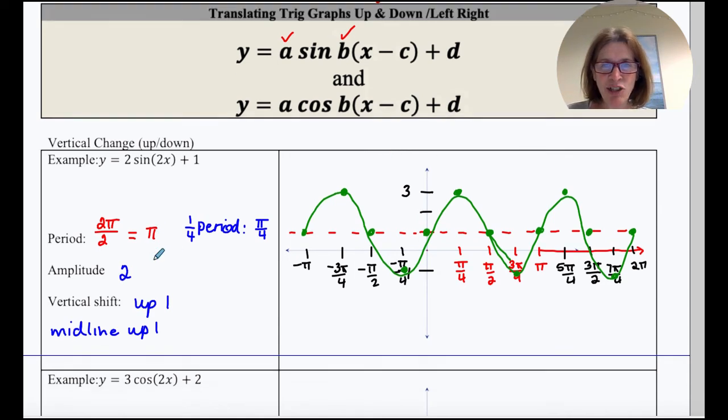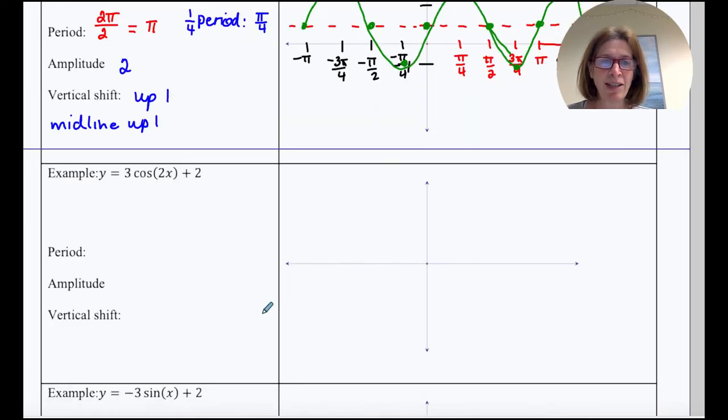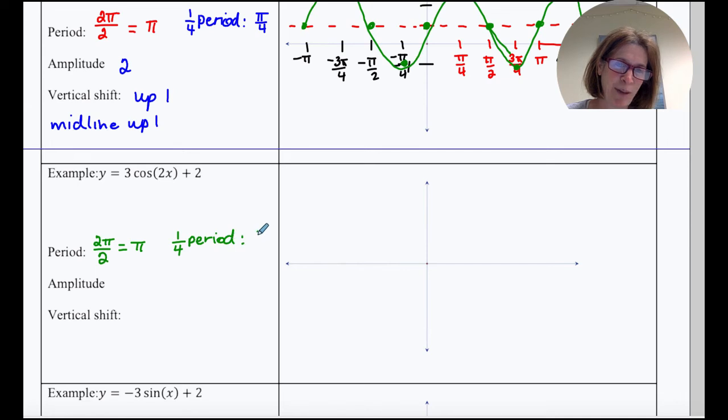All right, let's try one more. Okay, so this one's with cosine. So again, we get our period, so 2 pi over 2. So my period here would be pi, and my quarter period, my helper, is pi over 4. My amplitude in this case is 3, and my vertical shift is 2.